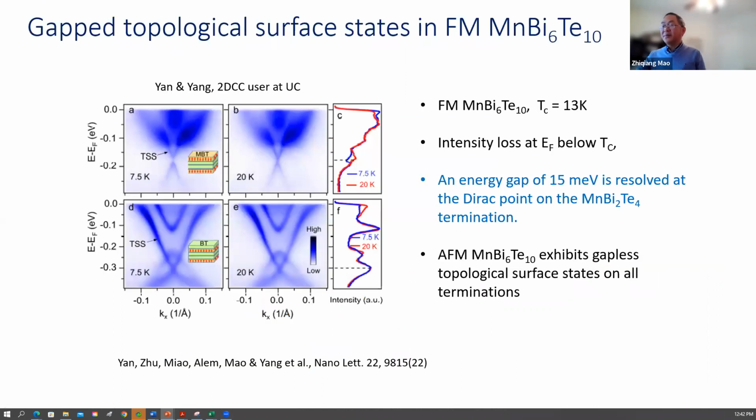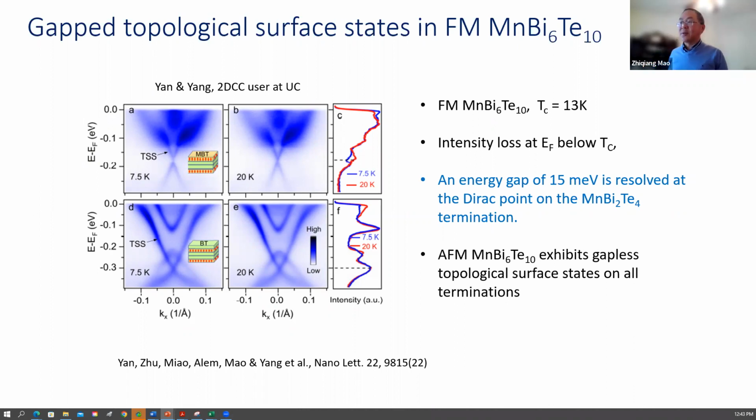And Shilong Yang at the University of Chicago also did ARPES measurements on both phases. In the ferromagnetic phase, they found the ferromagnetic order opens a gap on the surface state. This was observed in the MnBi2Te4 termination layer. Here I show you the energy dependence of the intensity. At the Fermi level, you can see from the paramagnetic state to the ferromagnetic state, there is a density loss, intensity loss, meaning the gap opens.